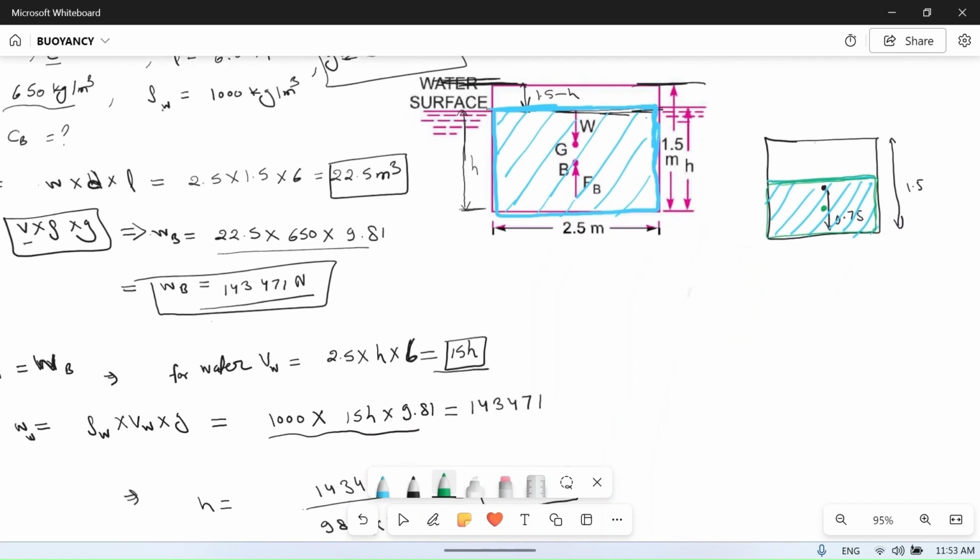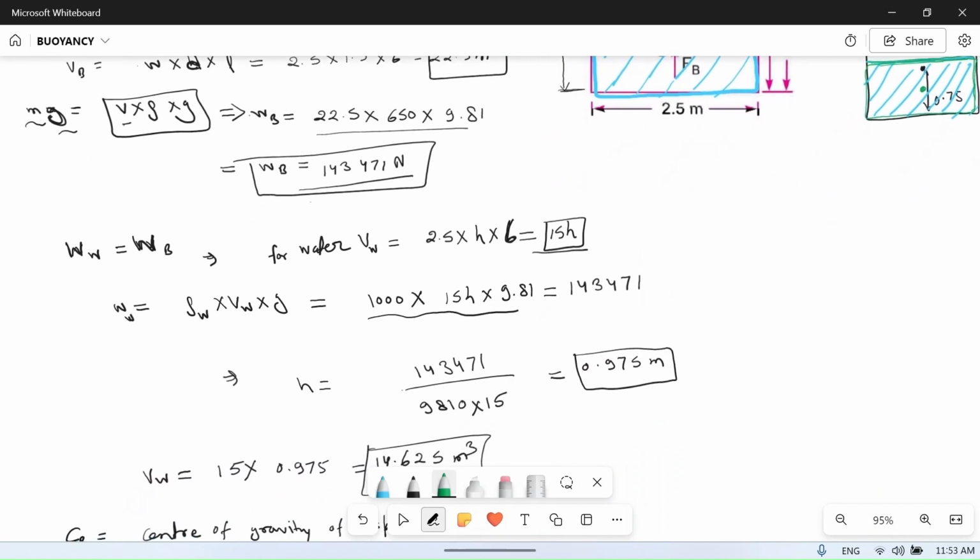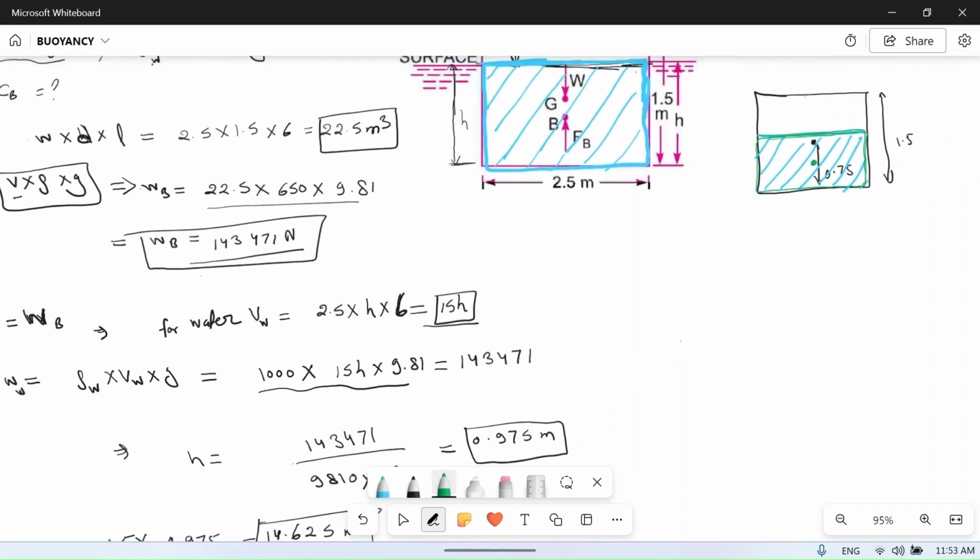So what was the height of water being displaced? It was equal to h, which we had calculated as 0.975. So center of buoyancy will be 0.975 divided by 2. Okay, so it will become 0.4875 meter. And from where are we calculating distance? This is center of buoyancy, so we will calculate from bottom. So it is from bottom of block.